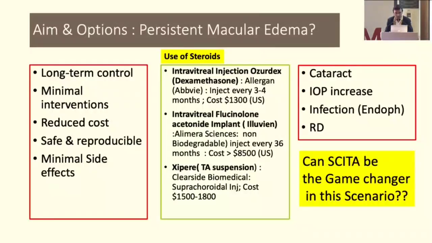So we have devices like Ozurdex available, which we keep injecting. The other options available are Iluvien, which works out to almost $9,000, and we have Xipere, which was made by Clearside Biomedical, which is again a suprachoroidal injection of triamcinolone, and which actually drove me to do something which Clearside Biomedical was doing. This company is based on a microneedle concept. All these agents cause cataract, IOP increase, and may cause infection or retinal detachment.